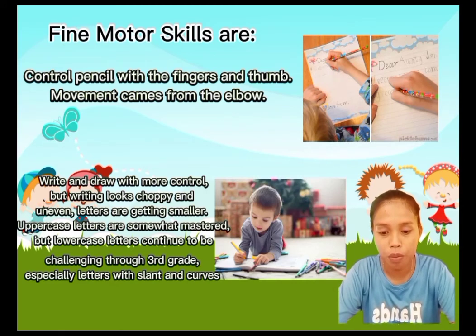Write and draw with more control, but writing looks choppy and uneven. Letters are getting smaller. Uppercase letters are somewhat mastered, but lowercase letters continue to be challenging through 3rd grade, especially letters with slants and curves.